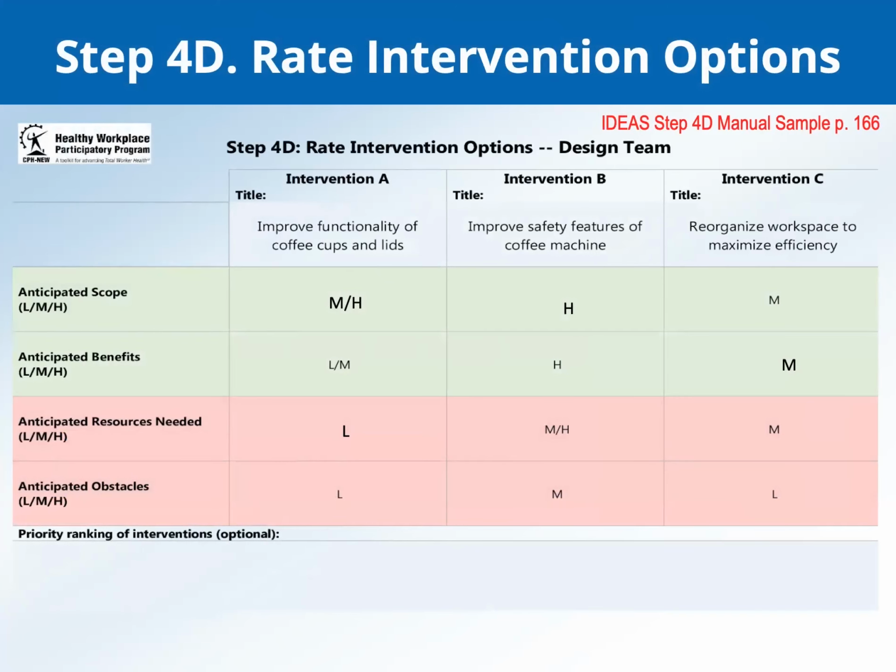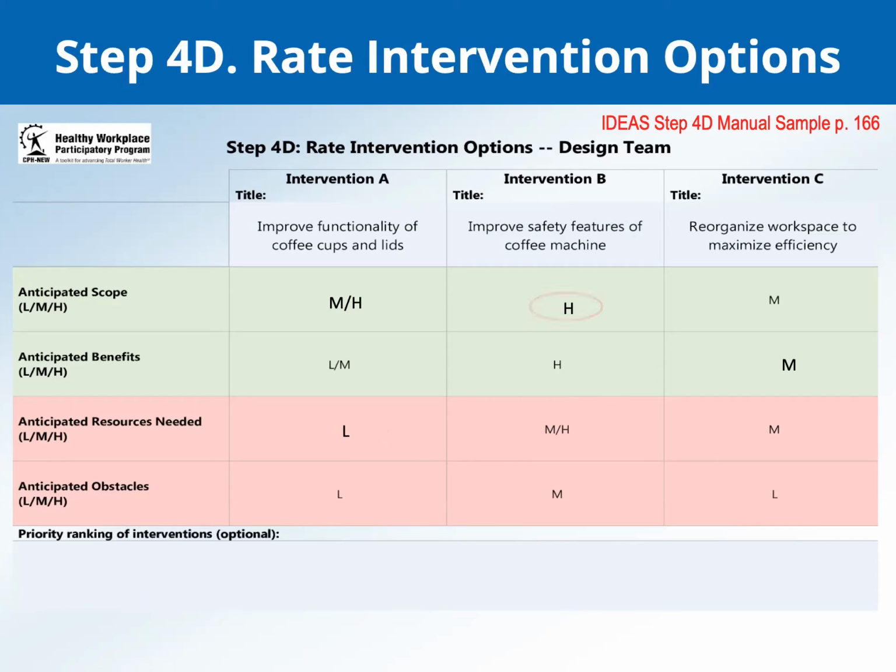The final step is to use the Step 4D worksheet to rate each intervention option based on the selection criteria. This worksheet lays out interventions A, B, and C at the top of the screen, and the 4 selection criteria along the left column. You can use a simple rating scheme of high, medium, or low. A rating of high indicates the intervention meets or exceeds the stated selection criteria. A rating of medium indicates the intervention only partially meets the selection criteria. A rating of low indicates the intervention fails to meet or barely meets the selection criteria.